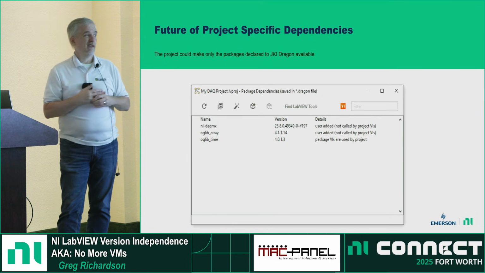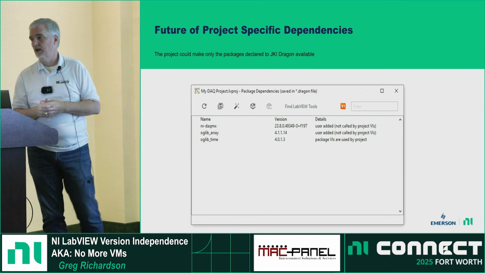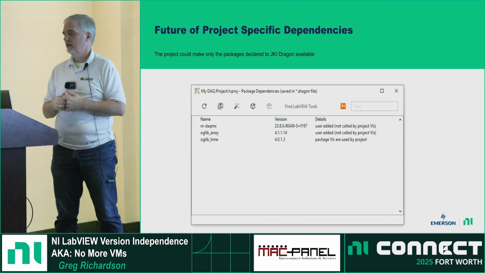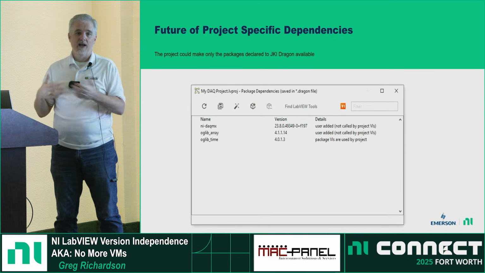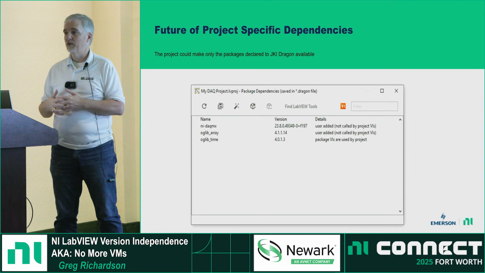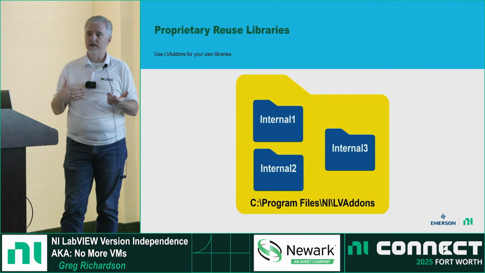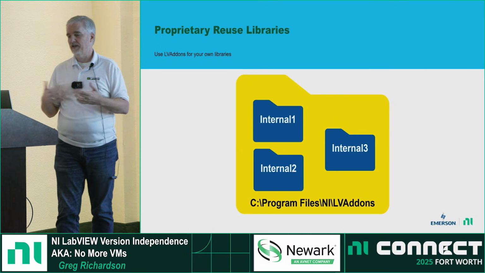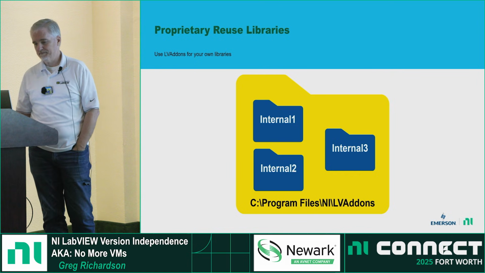So that mostly covers the development workflow of consuming add-ons. But there's also the workflow of creating reuse libraries for my company that we share internally. So how can you take advantage of version independence for your own components?